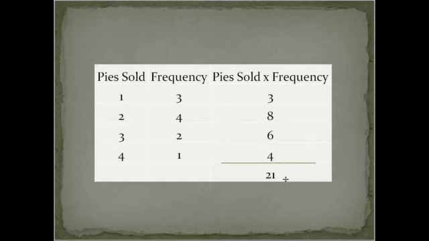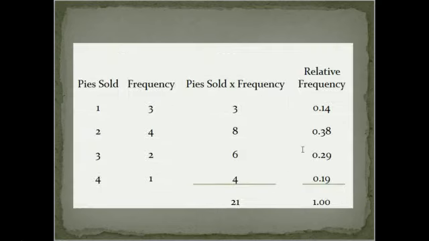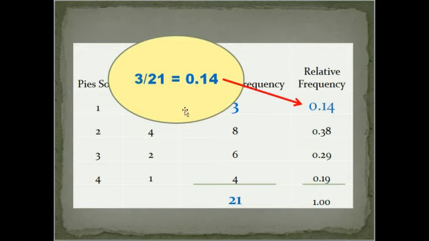So the next step that we're going to do is we're just going to calculate the relative frequency. And here it is. How did we get that? Well, all you have to do to calculate the relative frequency for any given row here is let's take the first row for example. You would take the value in this third column, divide it by the total, and that would give you your relative frequency. So let's just take a look. So in this case, 3 divided by 21, it equals 14%, and there it is.